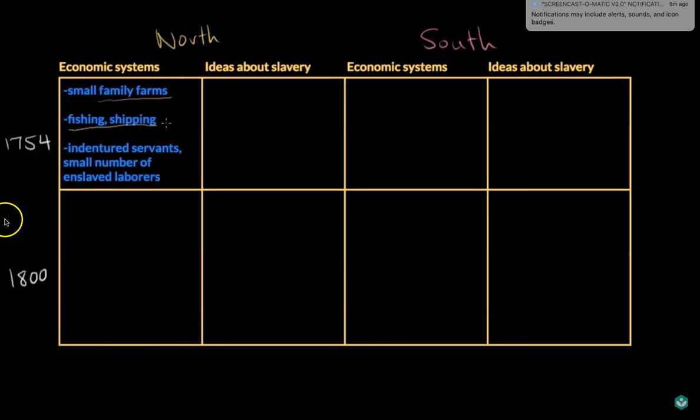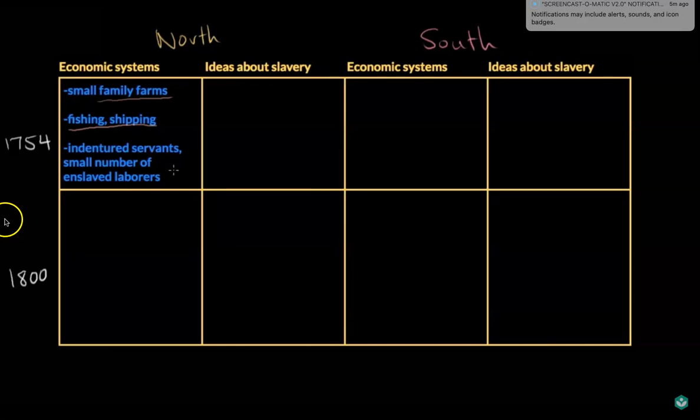And the people who actually did this work tended to be either the owners of the farms or the boats, or indentured servants, and a small number of enslaved laborers who worked for them. None of these activities really required the labor of a large number of enslaved people.